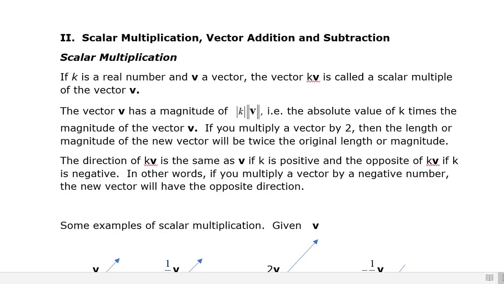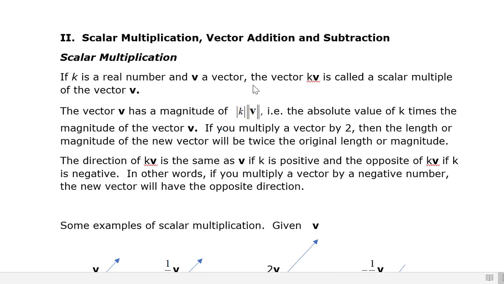In this video, we're going to look at scalar multiplication and vector addition and subtraction. We talked about the fact that a scalar is just a number. If you want to multiply a vector by a scalar, we would use k for that scalar, which is just a real number, and v would be the vector.